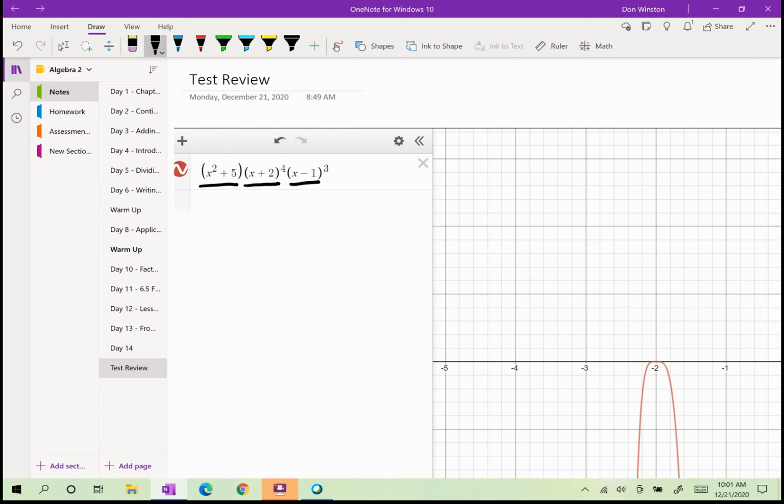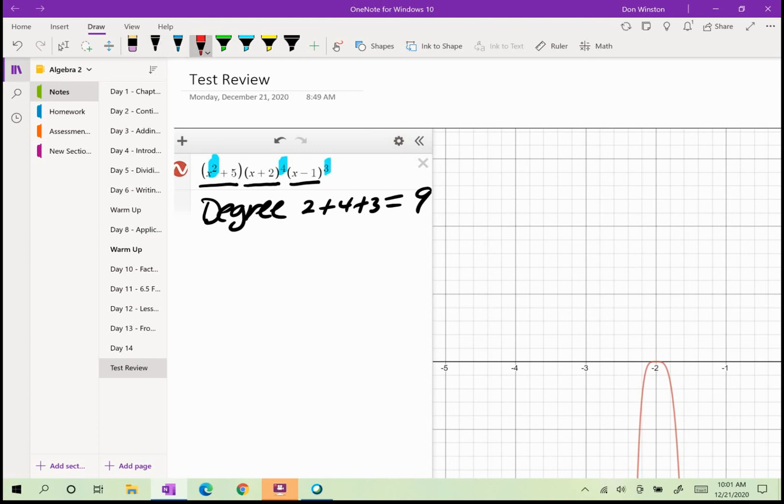Well, the degree of this polynomial in factored form, you'd have to add up the degree for each factor. So the degree there for x squared plus 5 is 2. For x plus 2 to the fourth is 4. And x minus 1 to the third is 3. So add them up. The degree of that polynomial will be 2 plus 4 plus 3, and that will equal 9. It will be a ninth degree polynomial when you multiply all your factors.